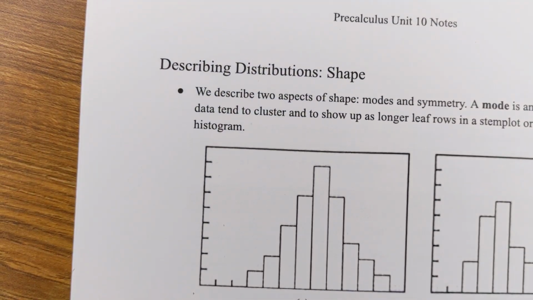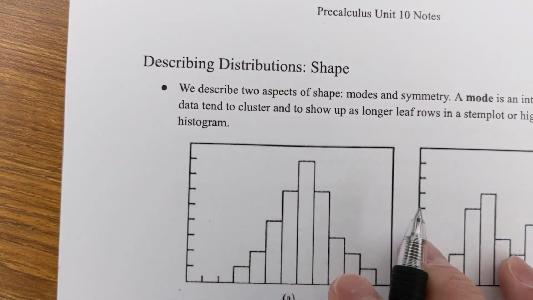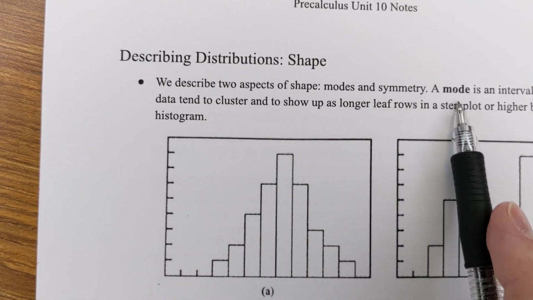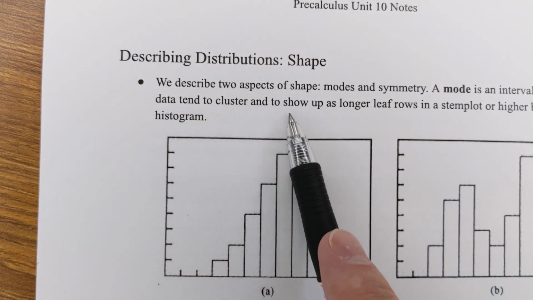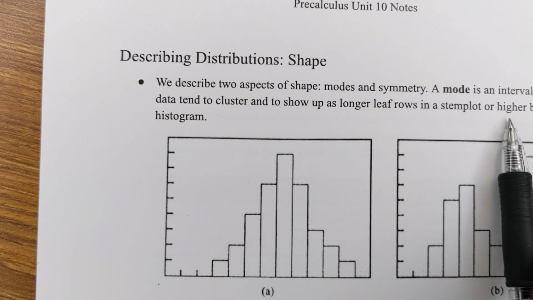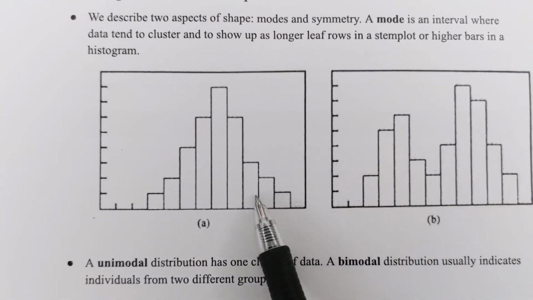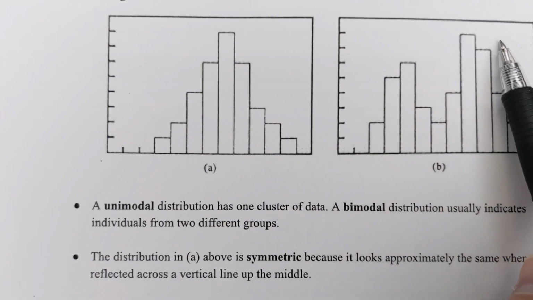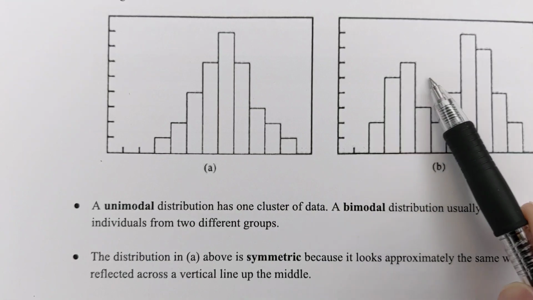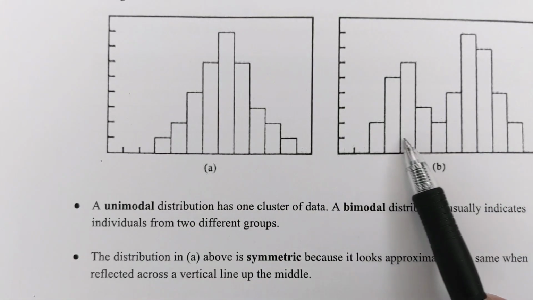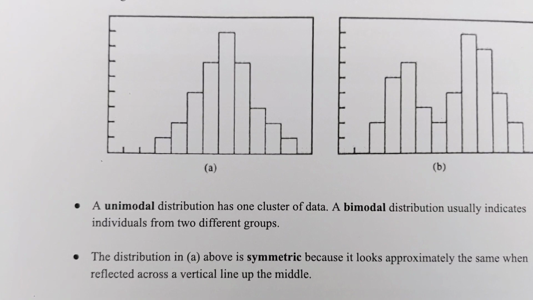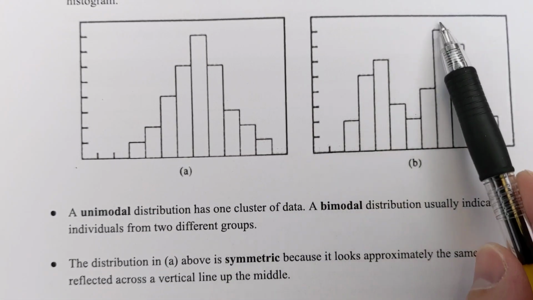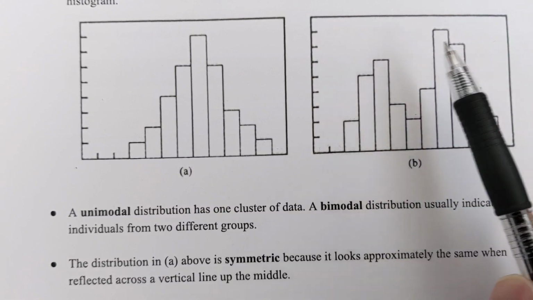Okay, shapes. You can also describe frequency distributions or histograms based off their shape. There are 2 aspects of the shape: modes and symmetry. A mode is an interval where the data tend to cluster, and shows up as longer leaf rows on a stem plot. So here you have these 2 shapes. This shape on the left is referred to as unimodal, it has 1 peak. This shape over here is bimodal, bi meaning 2, it has 2 peaks. Usually if this happens, you have 2 different groups being combined into the same graph. Like average heights of men and women, you'd probably see kind of a spike like this because women in general tend to be shorter than men.